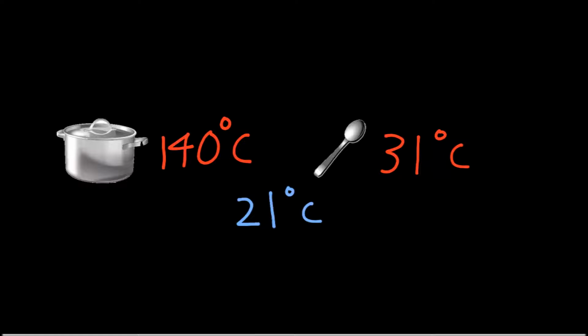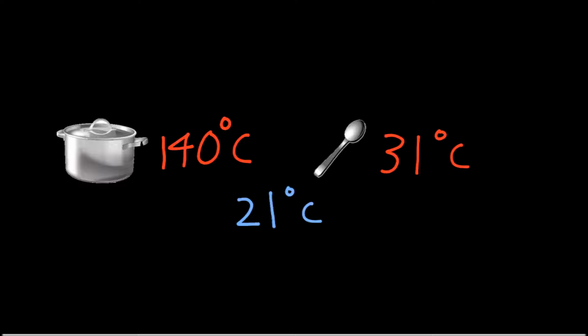The saucepan is warm because obviously you've been cooking with it, and the spoon is warm because you have touched it, transferring some heat from your hand to the spoon. Let's say the saucepan is about 140 degrees Celsius, the spoon is 31 degrees Celsius, and the room is 21 degrees Celsius. Which one will cool down faster? Not including the room, and assuming that they're the same in every other way.